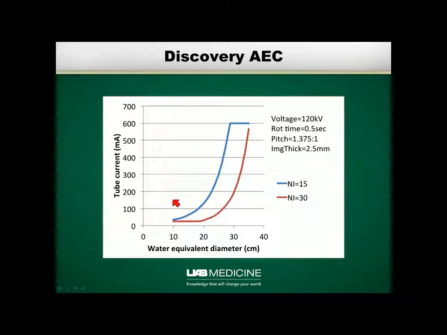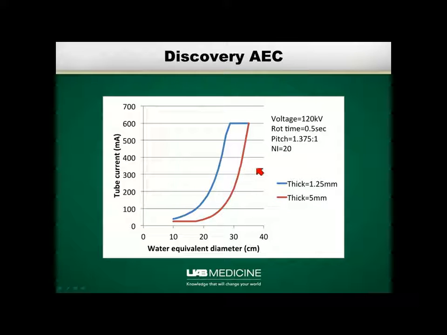And so, for example, with either of these two noise indexes, as your patient size goes up, the tube current goes up. If you're willing to accept more noise, such as in this case, NI30, you're going to have a much lower tube current than when you're willing to require lower noise, in this NI15. But there's a subtlety here. These curves are dependent not only on the noise index, but on the image thickness.